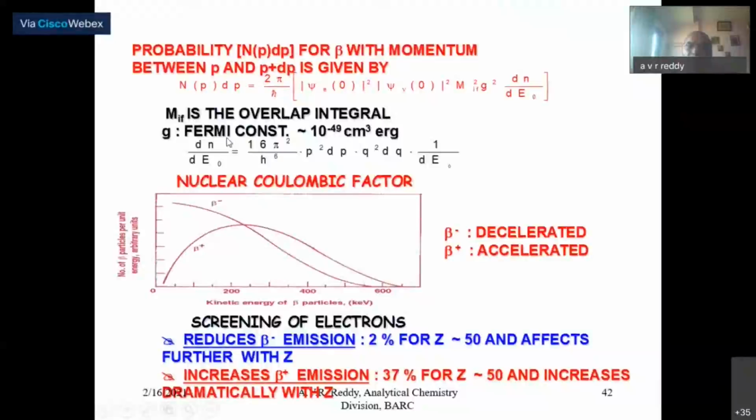For example, beta minus, this is from 64 copper. 64 copper is a very nice example which undergoes beta minus, beta plus, electron capture, everything, right? It's a beautiful nucleus. And the beta spectrum appears like this. That means initially high intensity, later it goes on getting reduced. Whereas beta plus, initially it has a high intensity of the low energy betas. As they move on, this will be less and less.